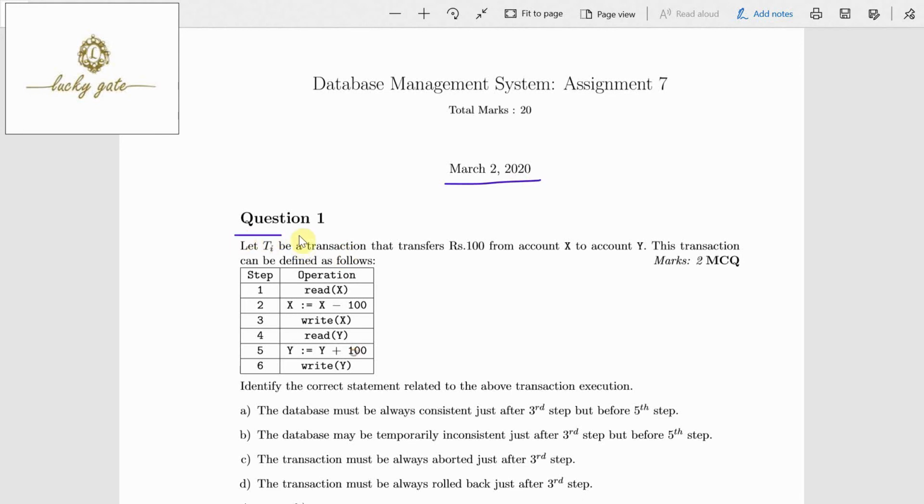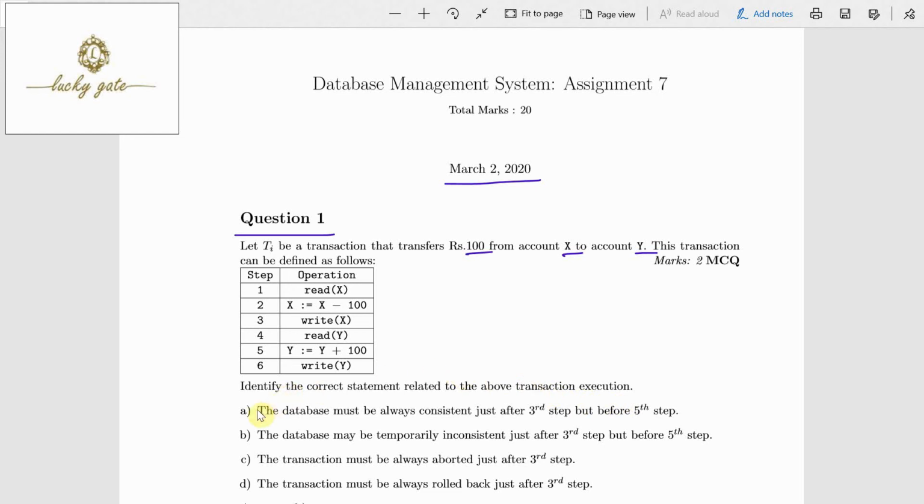Question number 1. Let T1 be a transaction that transfers rupees 100 from account X to account Y. This can be defined as follows. These are the operations given. Identify the correct statement related to the above transaction execution.